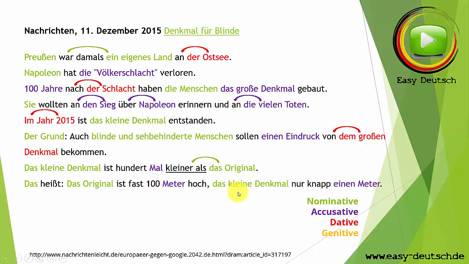The same with the next one. Das kleine Denkmal nur 1 Meter, so the small memorial just 1 meter. We dropped ist here because it's the same as here, but das kleine Denkmal is the subject, and we dropped hoch because it's also the same as here, but it still refers to hoch, and that's why that's a supplement again, something we can leave out, and it makes sense. It's just some additional information. So no preposition in front means accusative case.